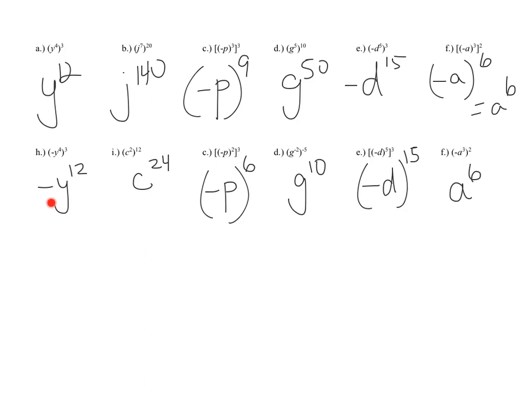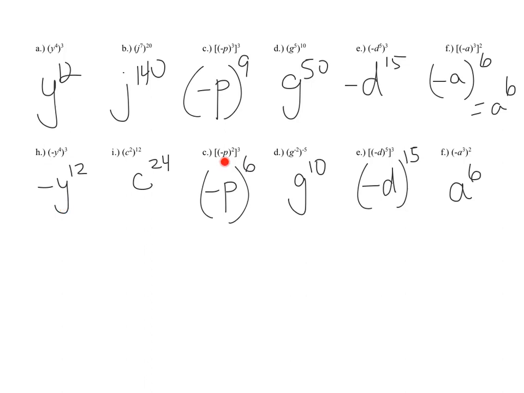This one right here, notice there are no parentheses around the negative y, because that negative sign is inside the parentheses with a 3 on the outside. So because there's a 3 on the outside, that negative is going to end up being negative, because a negative to an odd power gives us a negative. The only thing being taken to the 12th power is the y. So they're kind of separate entities. If you're still confused about this, we're going to hit it some more.